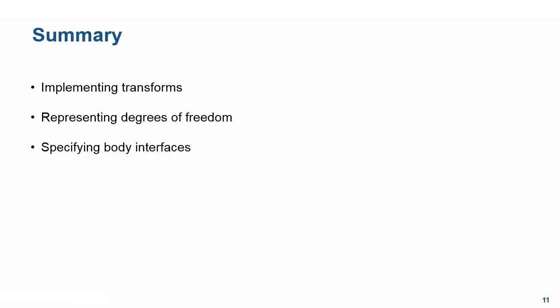In summary, we talked about how to implement coordinate transforms using rigid transform blocks and represent degrees of freedom using joint blocks. Finally, we discussed how to specify body interfaces and reuse components using subsystems. This concludes this video.